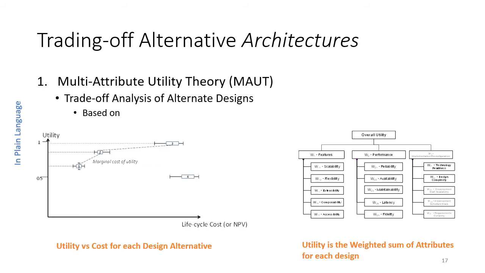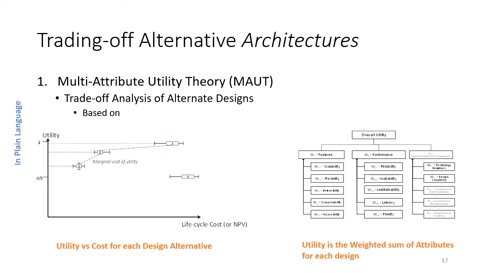So at the end of the day, you will come up with alternate architectures. There's probably not one architecture that's going to be superior to all the others. And so it's not unusual to have a set of candidate or alternate architectures. And the question is how do you pick the best one? Well, one approach is to use multi-attribute utility theory, where you calculate the utility for each individual architecture and then trade that off with an estimate of life cycle costs.